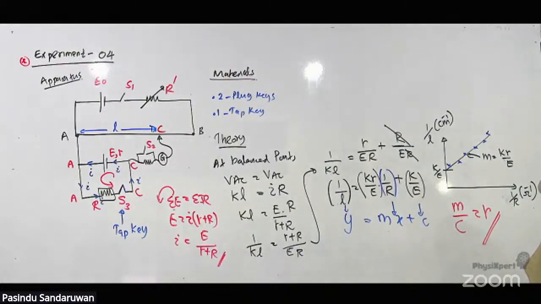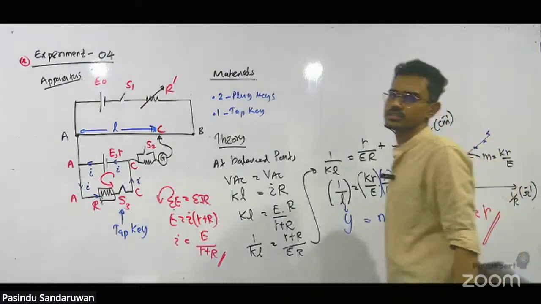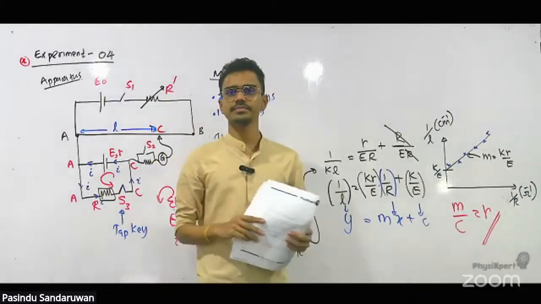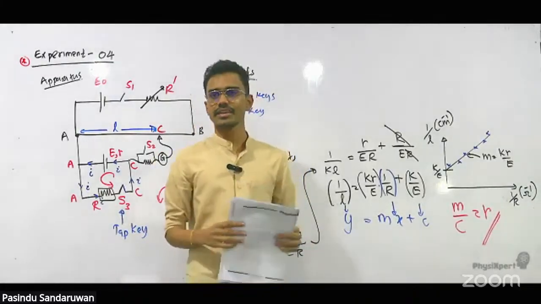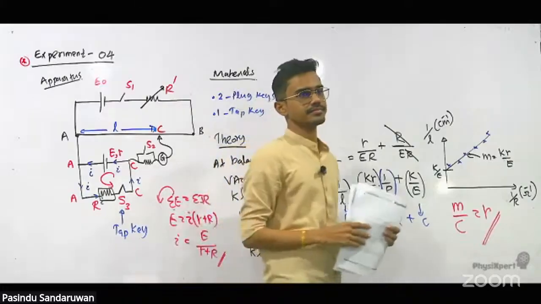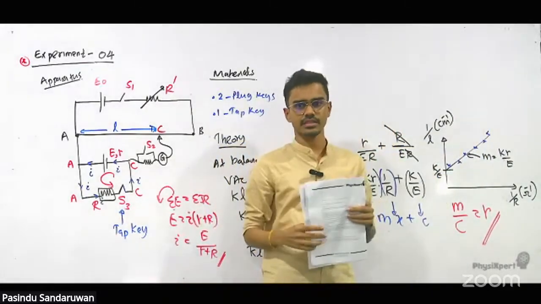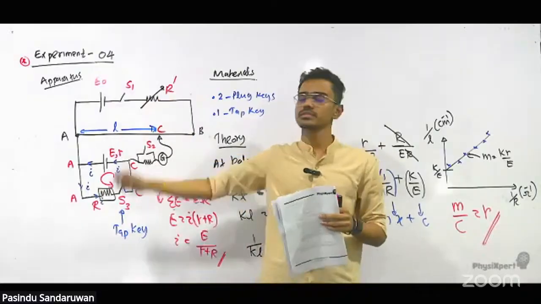Why is an extra variable resistor used in the circuit? I mentioned this before in the last experiment also, in the last video. That is optional. Why are we using the variable resistor? To change K. That is optional.